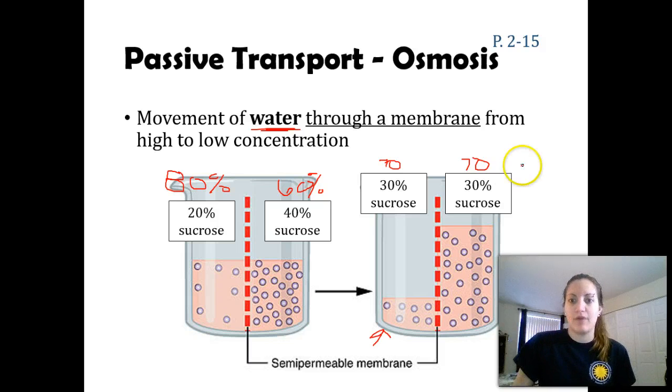Now, no, it's not the same volume. The right-hand side clearly has more volume than the left, but it doesn't matter. We want to know what the concentration is. One's not higher than the other, they're equal.